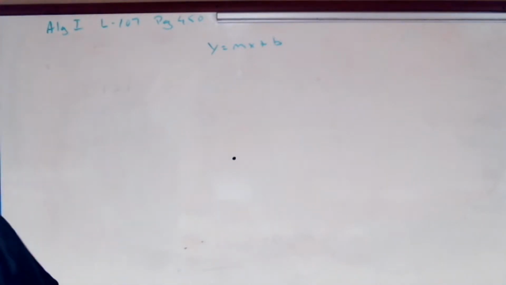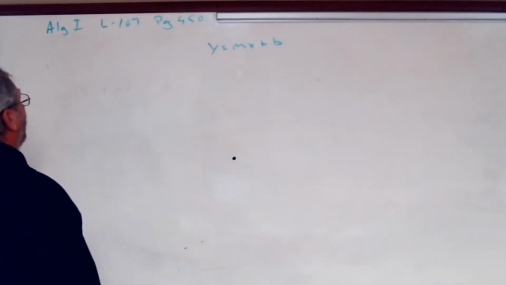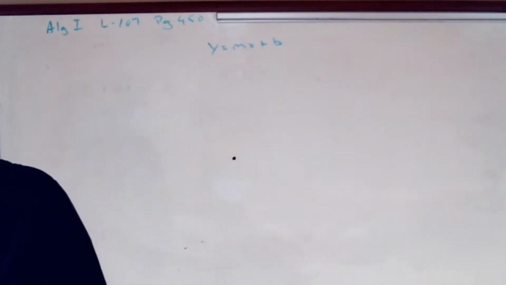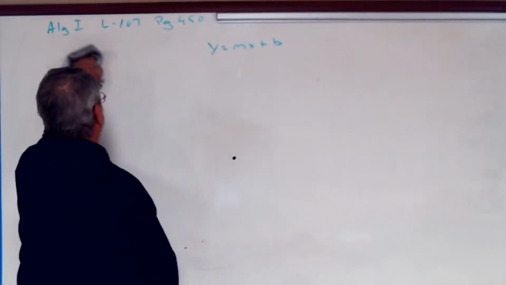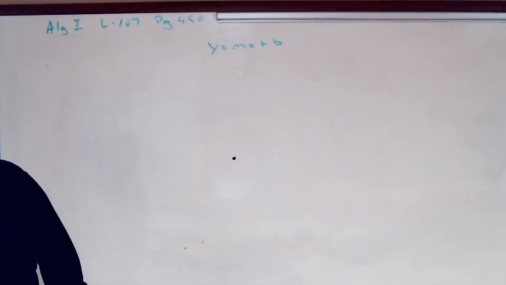Algebra 1, lesson 105. Now, try it again. Lesson 107, page 450. This is a continuation of what we've just been doing.